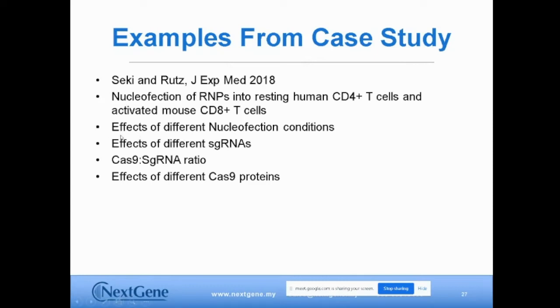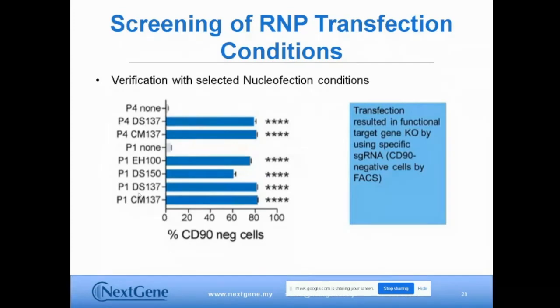The things that they looked into were the effect of different nucleofection conditions to get the best transfection efficiency as well as viability, and determining the knockout efficiency by using different guide RNA. They also tried to optimize the best Cas9 to guide RNA ratio. Finally, they showed that results could differ when using different commercial Cas9 proteins.